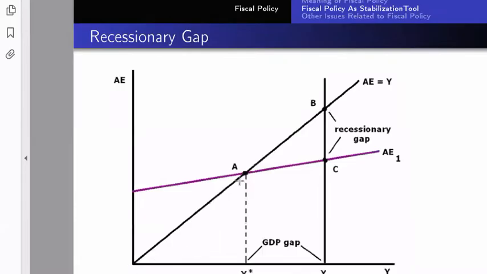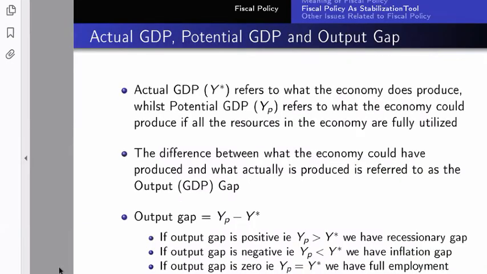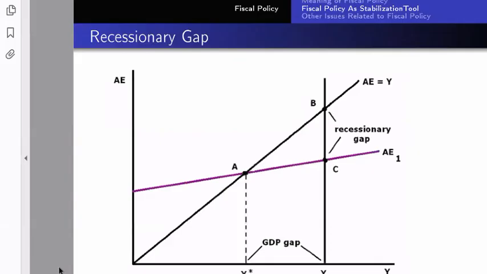So we have our 45-degree line where we are again saying that aggregate demand or aggregate expenditure is equal to income. And then we have our aggregate expenditure line. So here there's a gap between what? Between the, so this is more or less the actual GDP. And then this is what? The potential GDP. We are saying that if the potential GDP is greater than the actual GDP, all right?